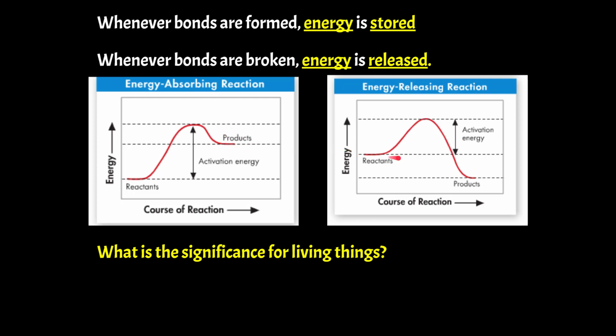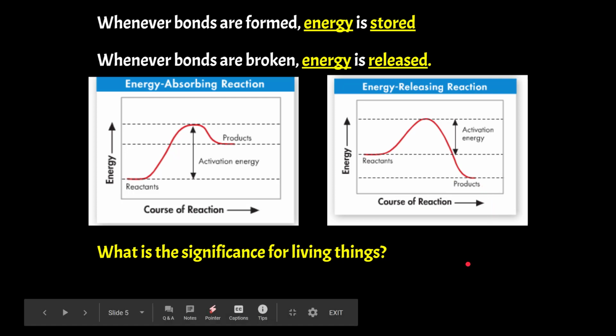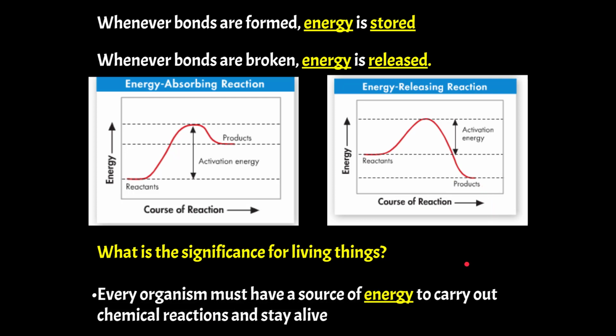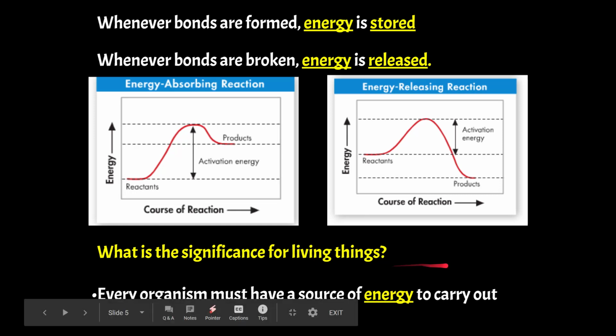In an energy releasing reaction, the reactants start at a higher energy level. The amount of activation energy is required to get the reaction to take place. Once here, the reaction will actually occur and the products will come out at the end. Now, energy is being given off in this case, meaning the products that are formed are at a much lower energy state. This is significant for living things in the sense that every organism must have a source of energy to carry out its own chemical reactions.